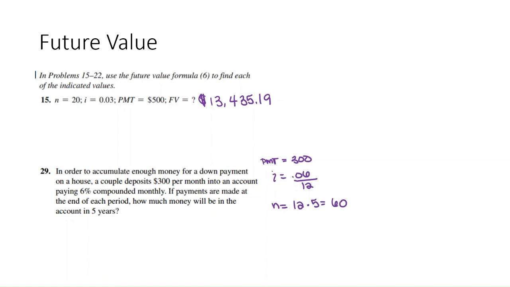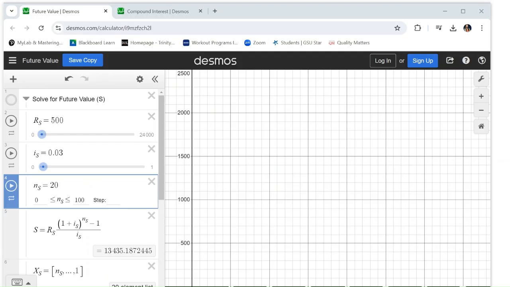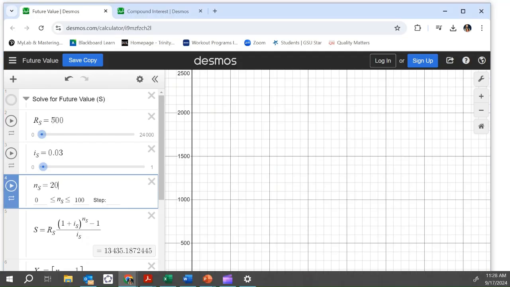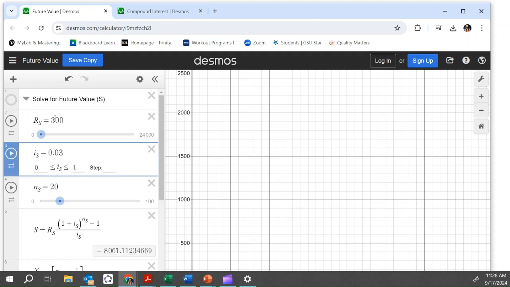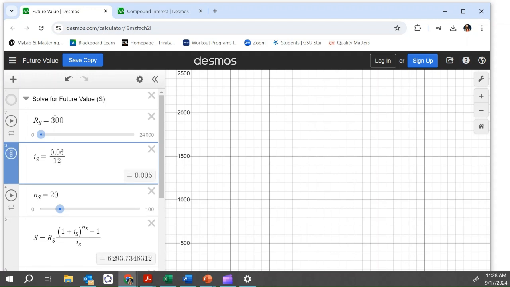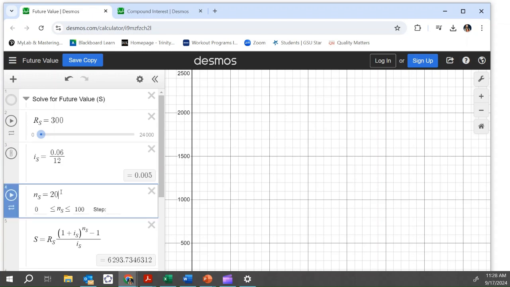So we will go to our calculator here and enter all of those values. So 300, we have 0.06 over 12. And then N is 60. So after those 5 years, I would have $20,931.01.